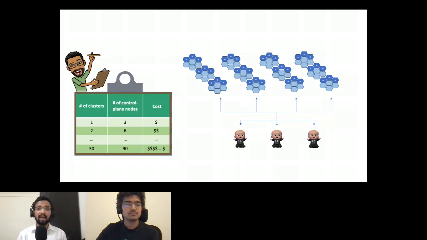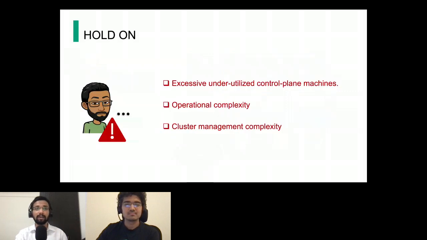And more than that, how have you planned to manage the tracking of these clusters for their config files and cloud credentials, et cetera? Manually managing 30 plus clusters, that too with dedicated control plane nodes, is probably not how a cloud provider or a software as a service should operate. So to summarize what I just said, with the proposed solution of having 30 clusters with dedicated control nodes for each cluster, the excessive underutilized control machines will only incur cost. There will be operational complexities as well as cluster management complexities.